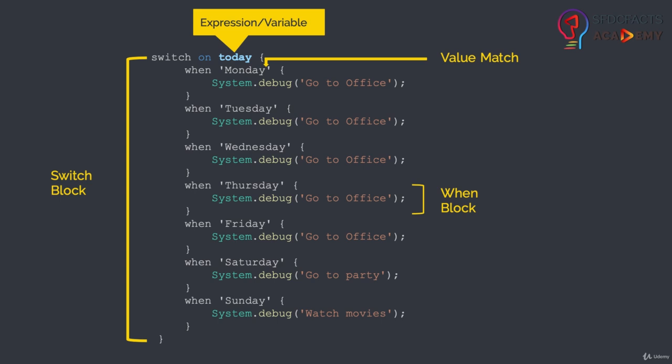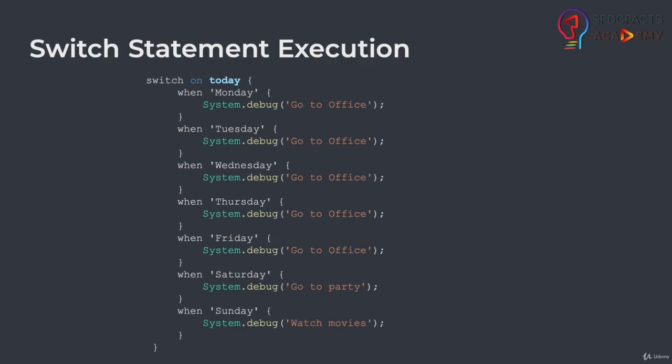Now let's understand how an Apex compiler executes a switch when statement. In this example, let's say the value of today is Thursday. When you run this code, your Apex compiler will start matching from the very first when statement. So first it will check if the value is Monday or not. It will find out that today is not Monday, so it will directly jump to the next when statement. And it's again going to compare the value. Today is not Tuesday as well, so it will move to the next comparison.